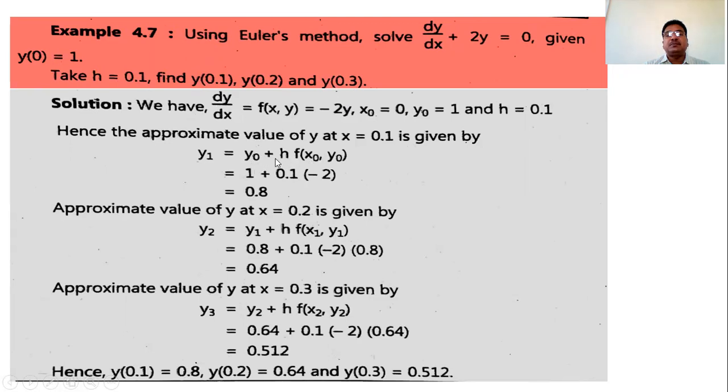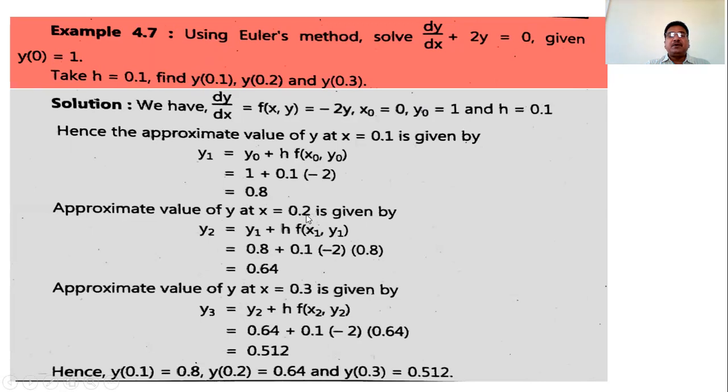y1 is equal to y0 plus h f(x0, y0) by using Euler's formula. We have this, and then 1 plus 0.1 into minus 2. f(x0, y0) is what? Minus 2y, which means minus 2 y0, and y0 is 1. That is, the value of f(x0, y0) is minus 2, and then the answer is 0.8. This is the value of y at 0.1.